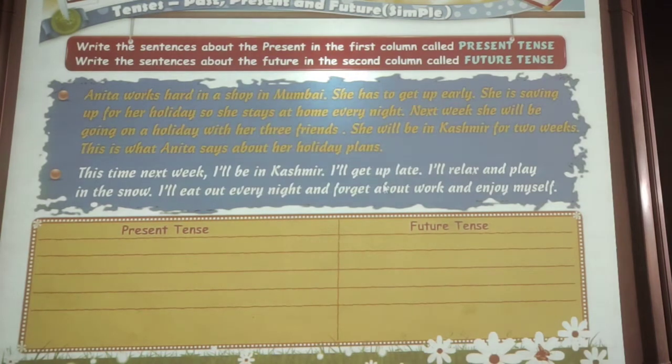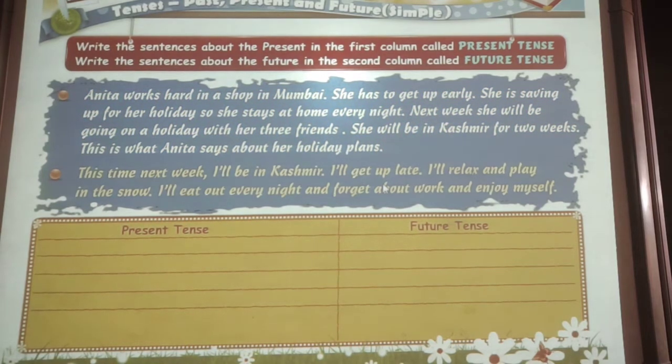In the first paragraph, we learned about Anita's life at present. In the next paragraph, Anita tells us about her holiday plans for the next week. Future. Write the sentences about the present in the first column called present tense. Write the sentences about the future in the second column called future tense.